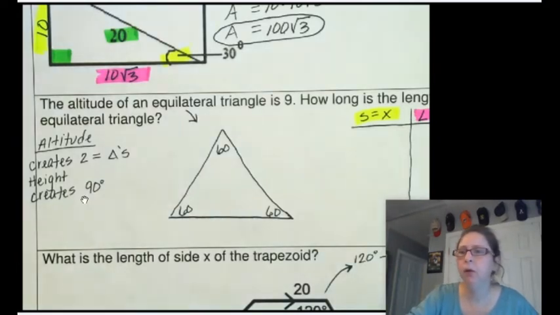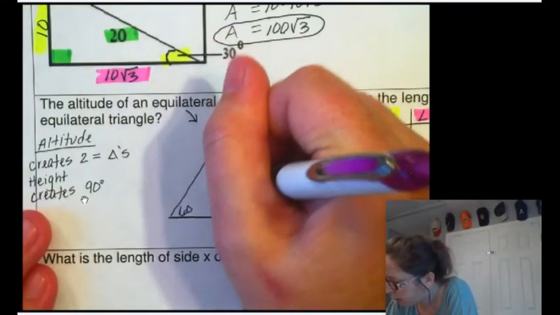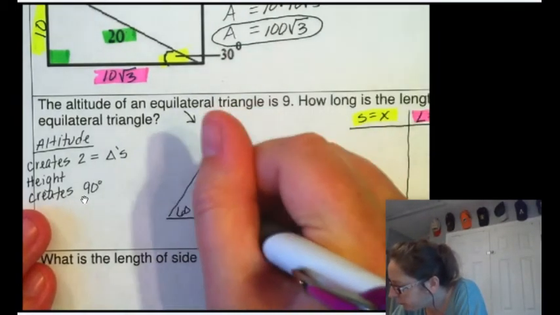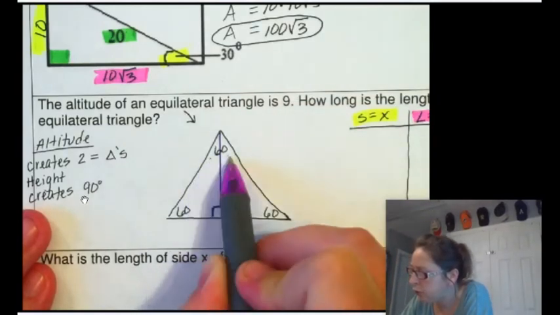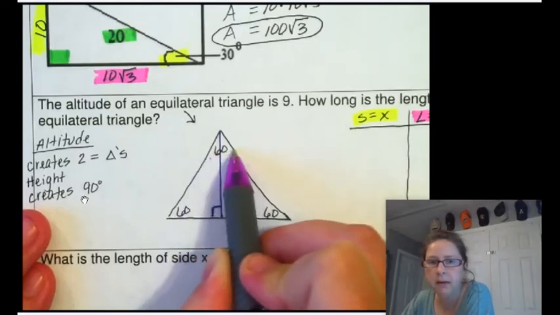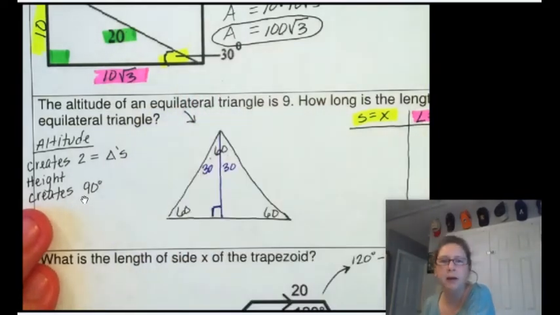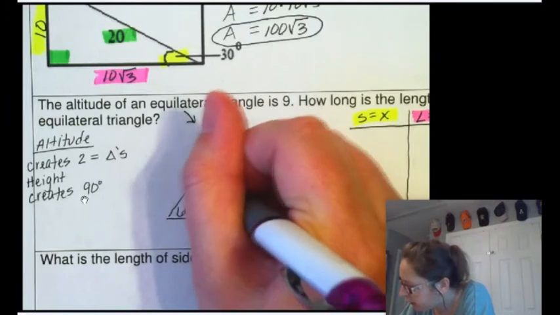So let me write in the altitude. I'll use purple for this. If I draw a line straight down, this creates a 90-degree angle, and it's going to split these into 2 equal measures. So instead of the whole thing being 60, I'm going to have 30 and 30. So I ended up with 2 30, 60, 90 triangles. And the altitude they told me is 9.